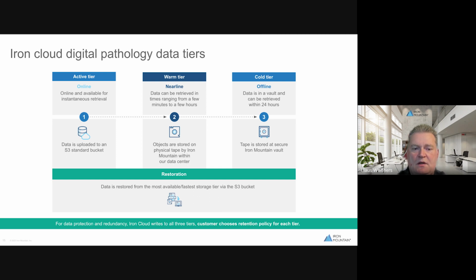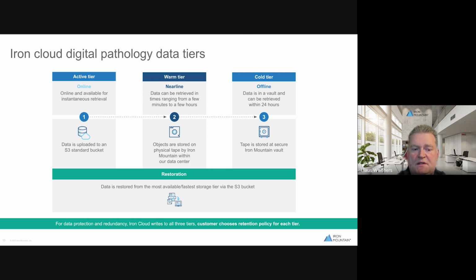As it ages out of the 90-day tier, it moves to a cold tier or archive and then becomes truly offline. It's protected by what we call an air gap. It won't be accessible from the internet. It's required that the digital images get restored, which can take up to 24 hours to happen. When it does become available, it moves back to the active tier for consumption.